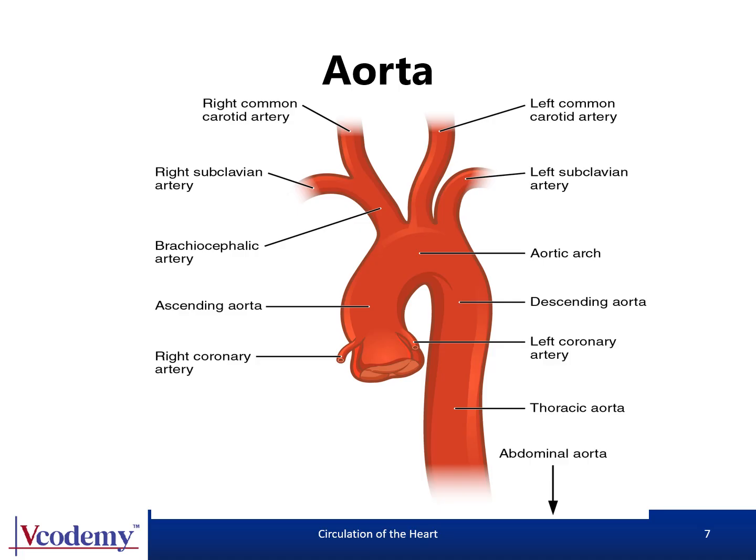So here in this slide, looking at the aorta, this is the main and the largest artery in the human body. It starts at the left ventricle of the heart, arches up through the chest and goes down through the abdomen. It carries oxygen-rich blood to all parts of the body. So you have the thoracic aorta, then you have the abdominal aorta.